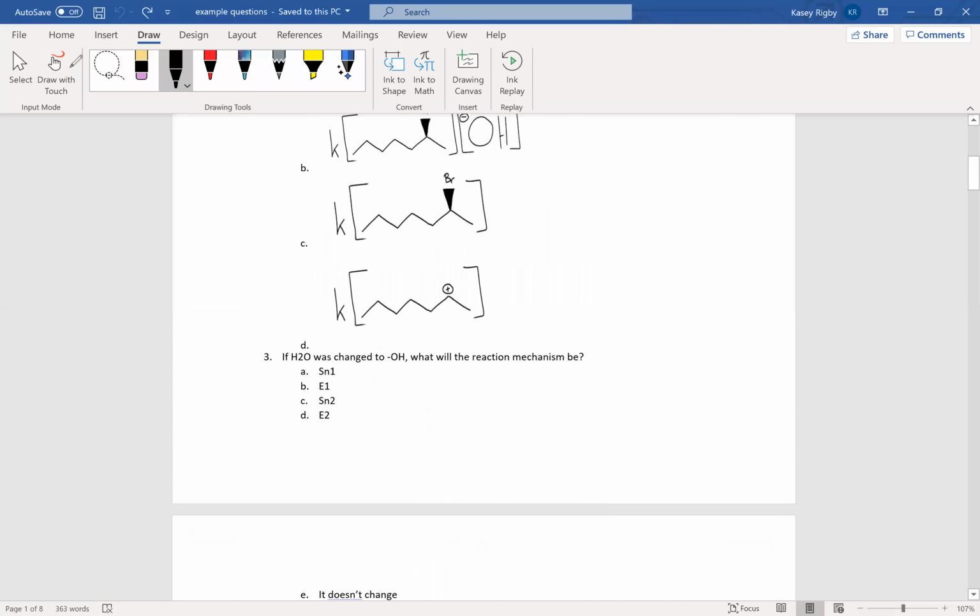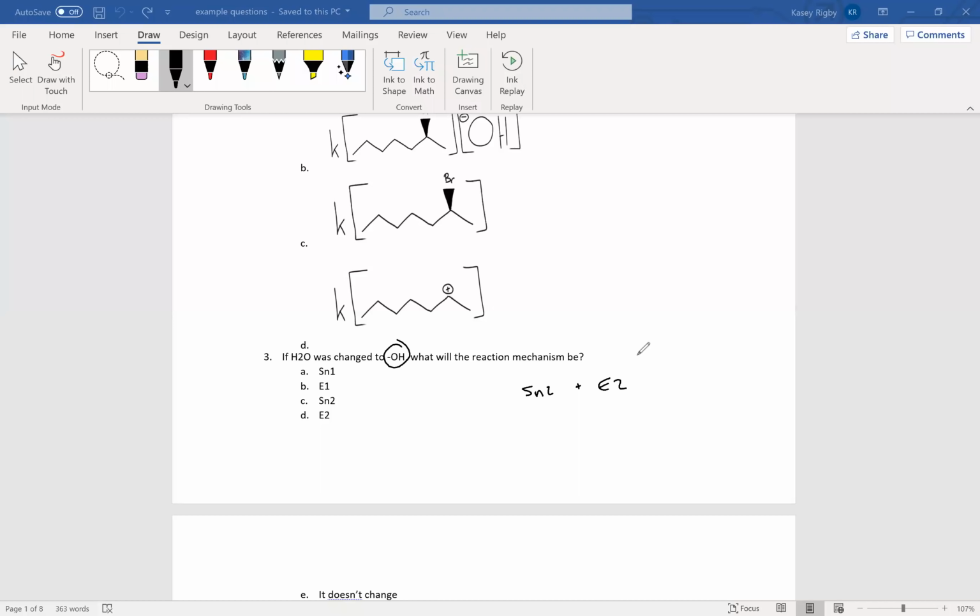If H2O was changed to negative OH, what would the reaction mechanism be? So essentially, we're changing from a weak nucleophile, weak base to a strong nucleophile and strong base. I should have added SN2 plus E2 as a potential answer here, because this question was my fault.